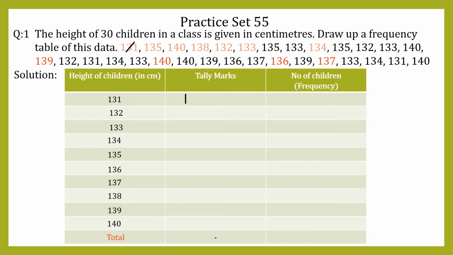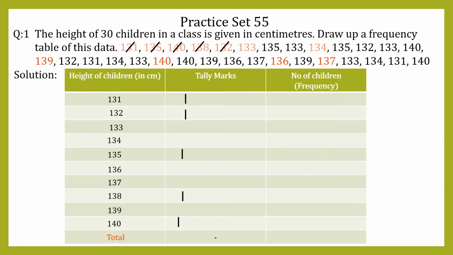Next number you can see is 135. So a tally mark will come against 135 and we will cancel this number. Next number is 140. So a tally mark against 140 and we'll cancel it. Next number 138. So a tally mark against 138 and we will cancel it as it is covered. Next observation is 132. So a tally mark against 132 and then we will cancel it.